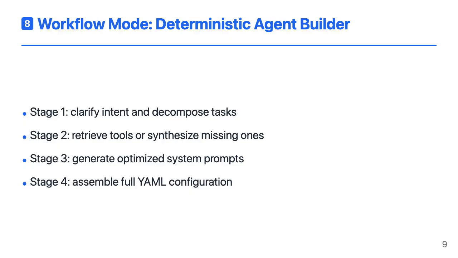Workflow mode is like a factory line for agents. First, it parses the user's request and decomposes it into concrete technical requirements. Second, it searches the existing toolkit library, and if something is missing, uses an LLM to synthesize new Python tools, complete with signatures, docstrings, and unit tests. Third, it performs prompt engineering to craft system instructions that match the tools and task. Finally, it assembles everything into a complete YAML configuration. This gives you a reproducible way to spin up agents for common task categories.